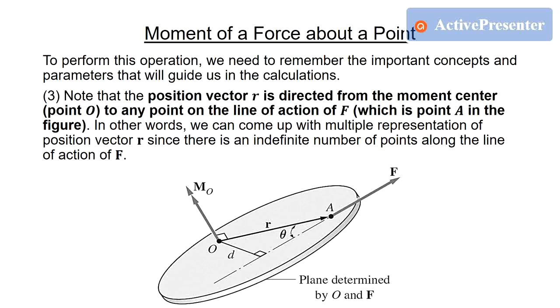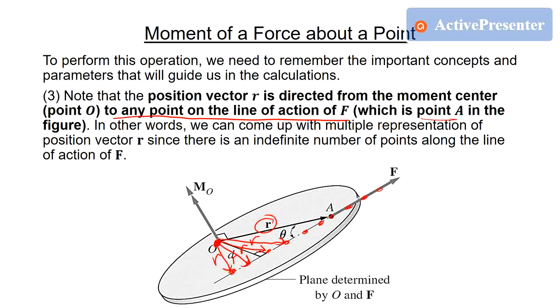Note that the position vector R is directed from the moment center, which is point O, to any point on the line of action of F. You have an unlimited number of points on the line of action of F. In this figure, point A is being shown here as the position vector R, but it doesn't mean that we only have one possible position vector R. We have multiple options in using the position vector R.